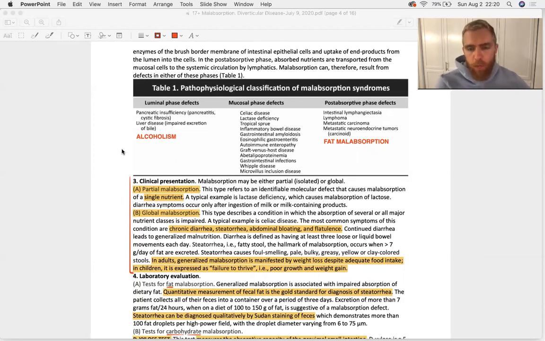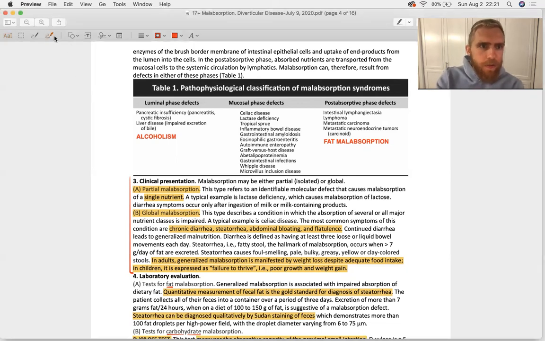And then you have the post-absorptive phase, which describes after food has entered the enterocyte and gone out of the enterocyte. Well, you could still have malabsorption if you have a lymphatic obstruction, because you know that all of the fat that you uptake from your gut has to go through the lymphatics before it gets dumped out into the subclavian veins and enters your bloodstream. So looking at this chart, any luminal phase defect is pre-enterocyte, and any post-absorptive defect is post-enterocyte.